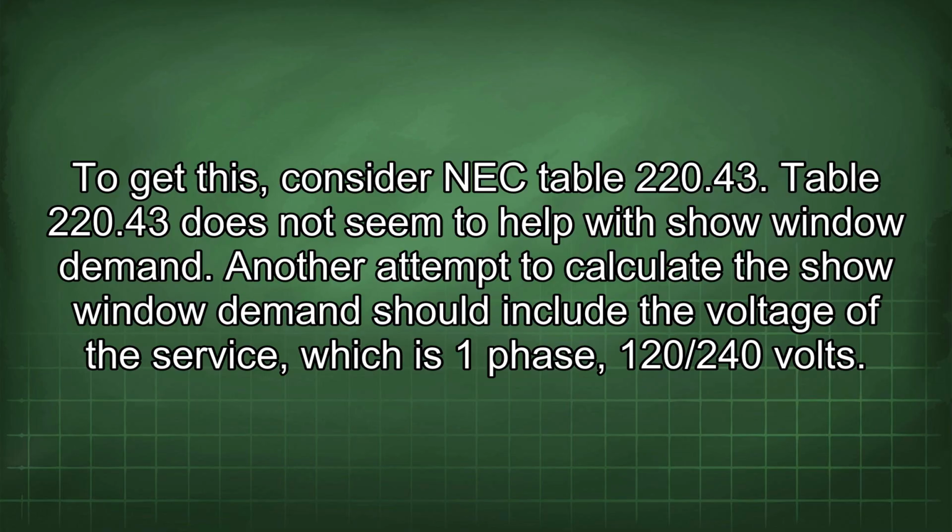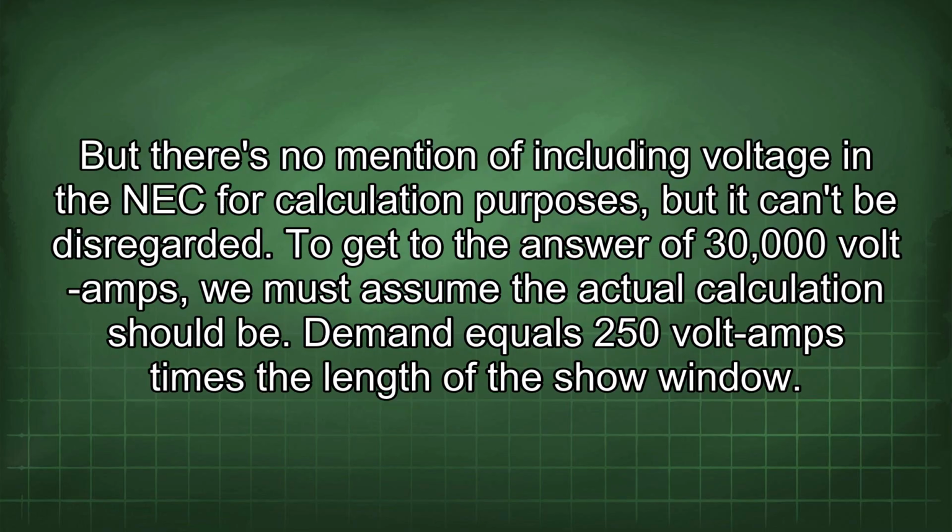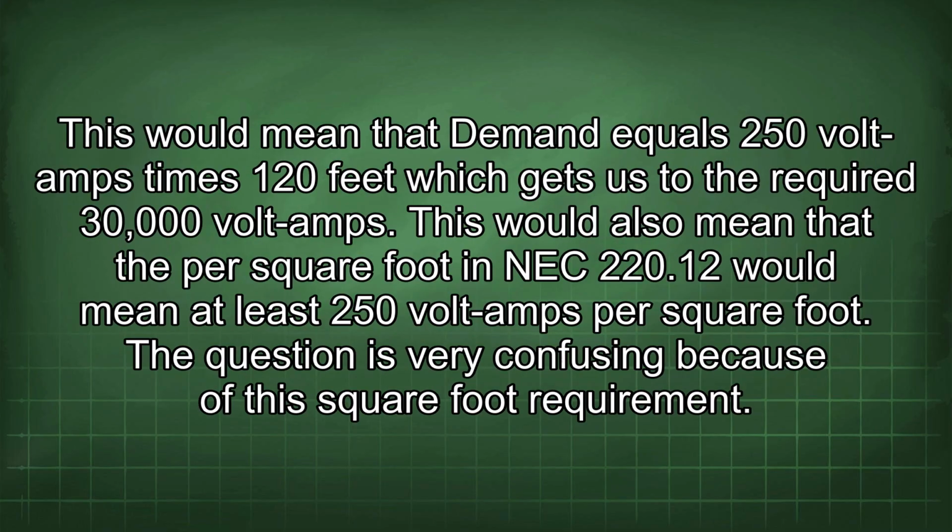Another attempt to calculate the show window demand should include the voltage of the service, which is single phase 120/240 volts. But there's no mention of including voltage in the NEC for calculation purposes, but it can't be disregarded. To get to the answer of 30,000 volt amps, we must assume the actual calculation should be demand equals 250 volt amps times the length of the show window. This would mean that demand equals 250 volt amps times 120 feet, which gets us to the required 30,000 volt amps.